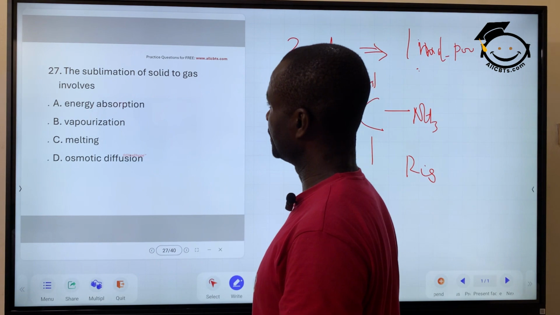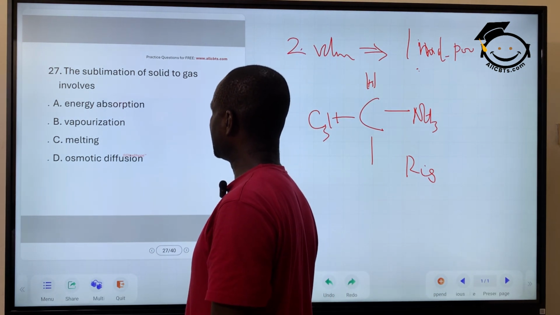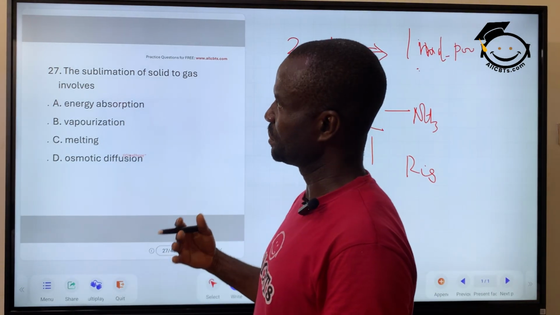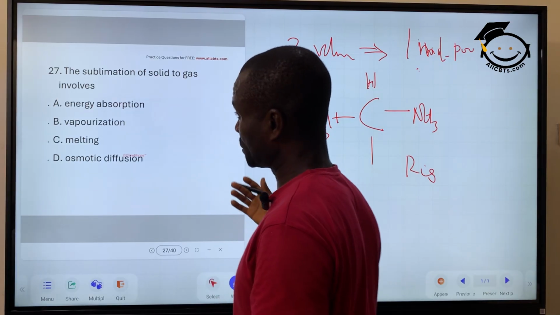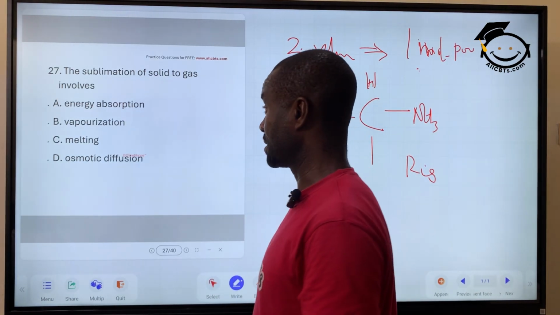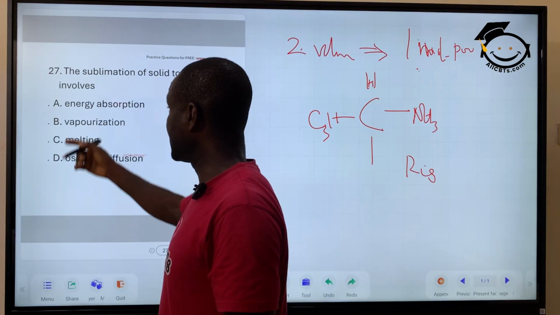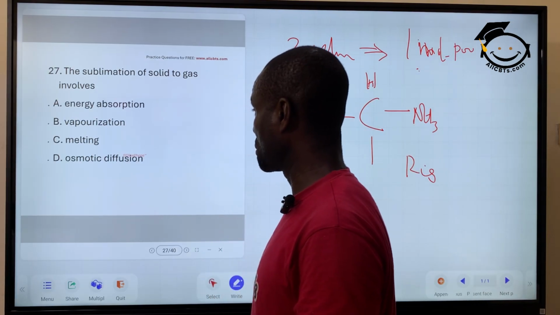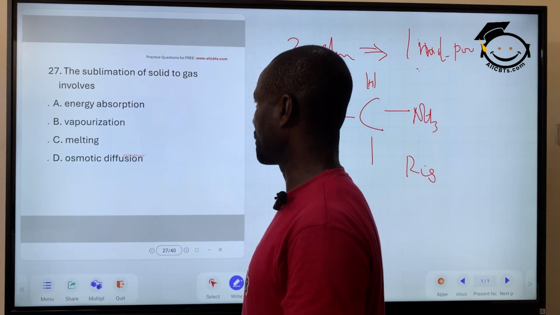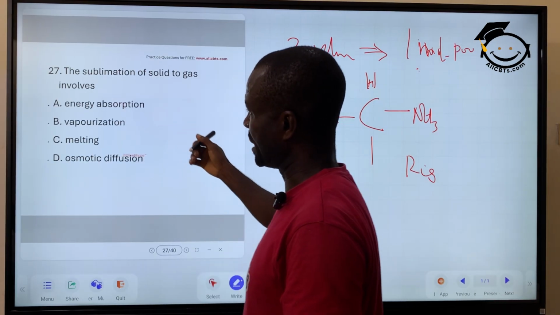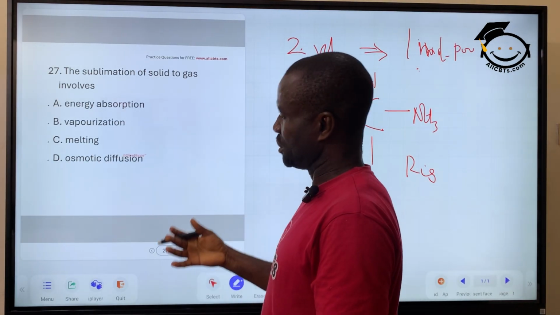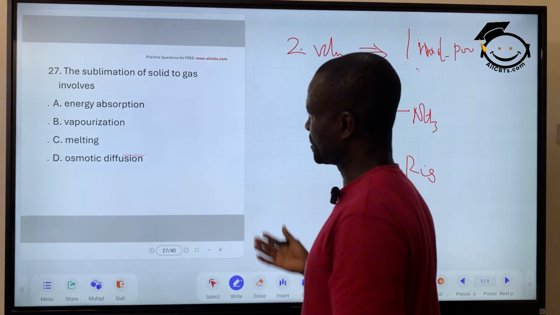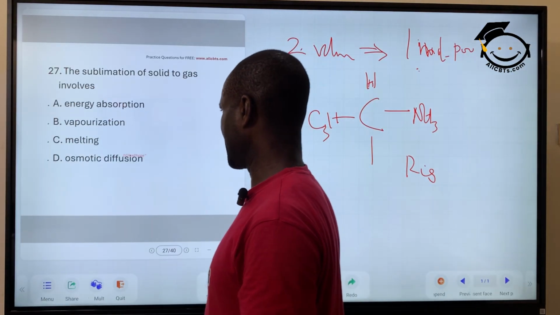Number 27. The sublimation of solid to gas involves, when we say sublimation, it is the conversion of a solid directly into gaseous form without passing through the liquid phase. So what happened? Energy absorption, vaporization, melting, osmotic diffusion. The correct answer is energy absorption. The compound has to absorb energy. It is this energy that enables this substance to be converted from solid to gaseous state. Energy is being absorbed. Correct answer is A.